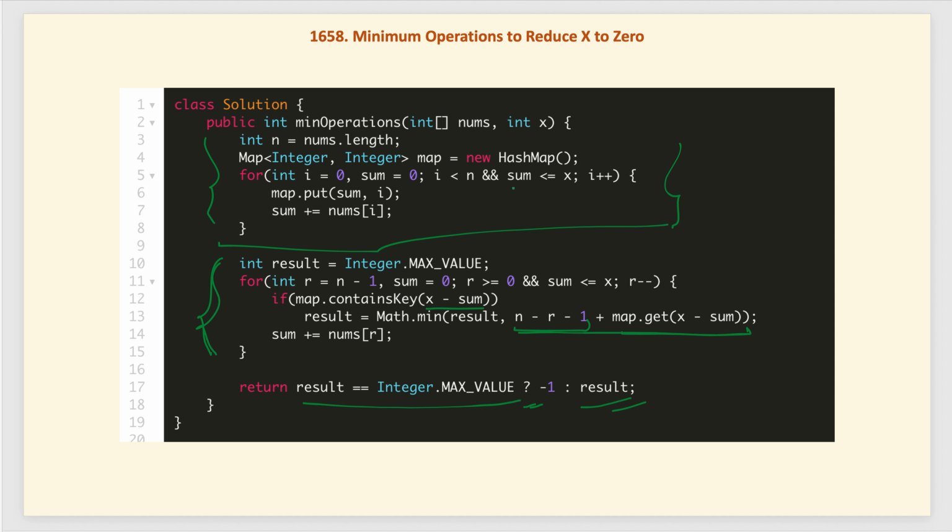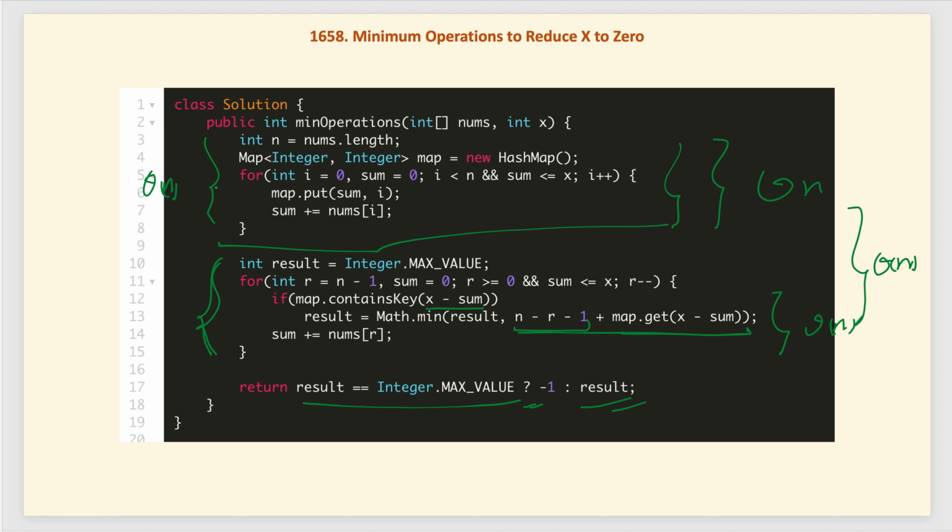If you see the time complexity of this solution, we are running one for loop here, O of n, and the other is also O of n, which is sequential. So, the overall time complexity of this solution is O of n, and for space complexity we are using this map, so this will be O of n.